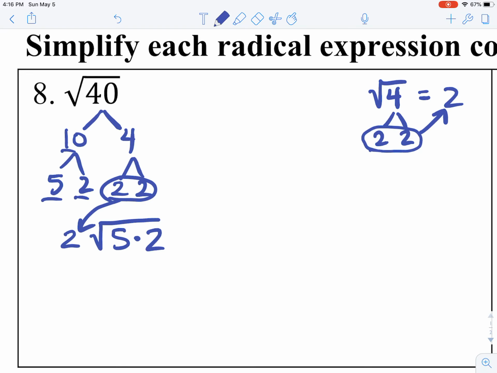So I'm just going to put that one 2 outside the radical. Now, if I go and simplify this, the 5 and the 2 multiply. They remultiply to get back to a 10. And the simplest radical form of the square root of 40 would be 2 square roots of 10.